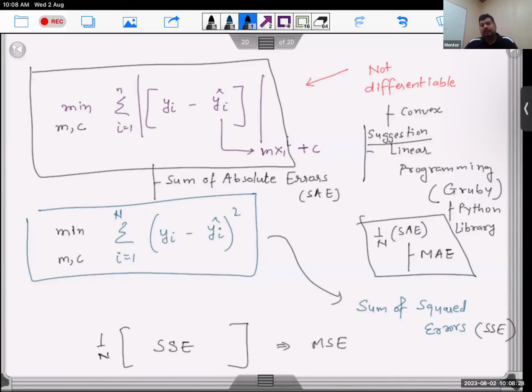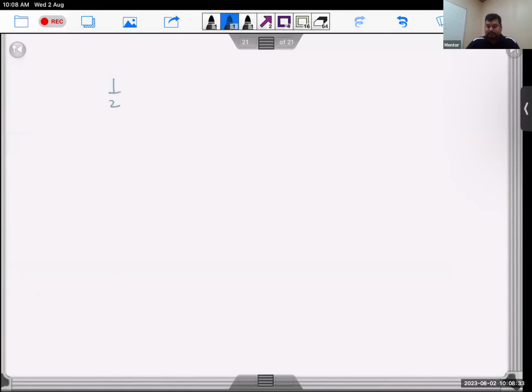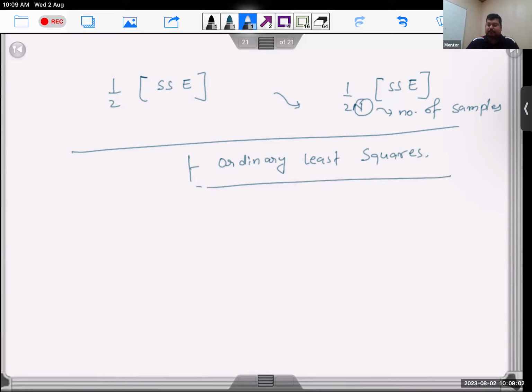Okay, make sense? All right, let's see this. There is one more popular function. Some people write it like this: 1/2 of the sum of squared errors. Or some people will also use this, 1/2n of the sum of squared errors. They will call this function ordinary least squares. N is the number of samples. This is also called ordinary least squares.